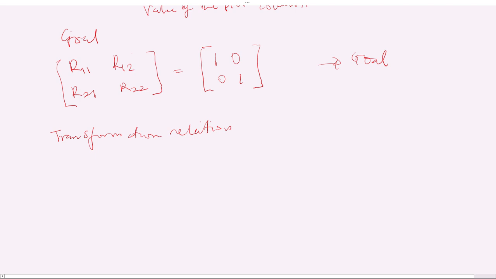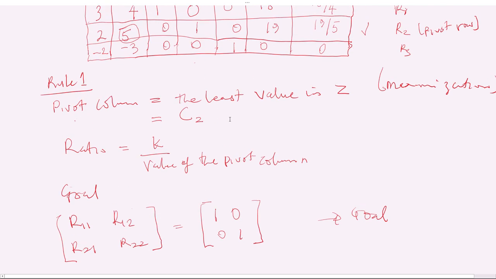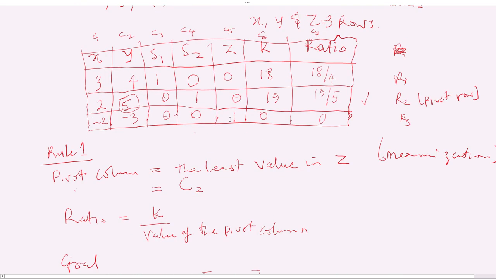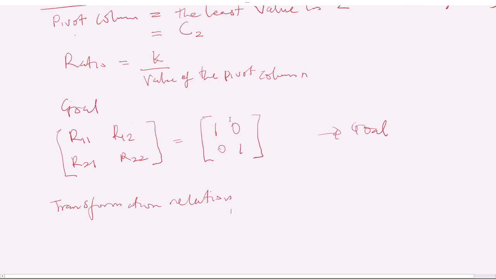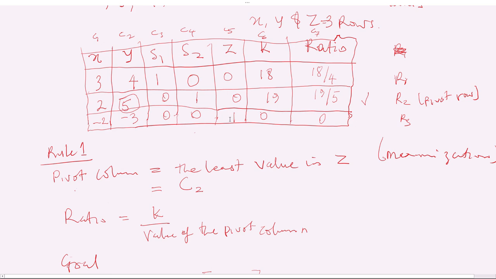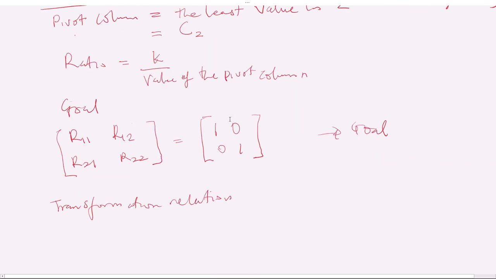So we need a transformation relation to be able to do that. That aside, one of the best ways we can look at it is that we need the column where the 5 is, which is this R22, to be equal to 1. So we have to ask ourselves, how do we do that?